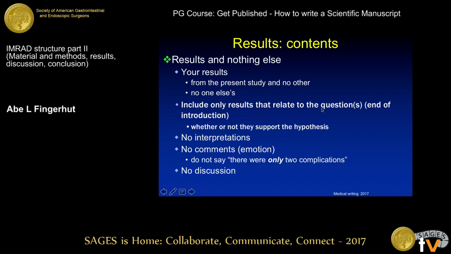Include the results that relate to the question that you asked or the hypothesis that you raised at the end of your introduction. If there are other results that are part of your study, you can put them in an annex, you can put them someplace, but don't put them in the chapter on results. Don't confuse the reader. You've asked a question, you've raised a hypothesis, you've done your methodology. Give the results of that methodology. What corresponds to your hypothesis or your question?